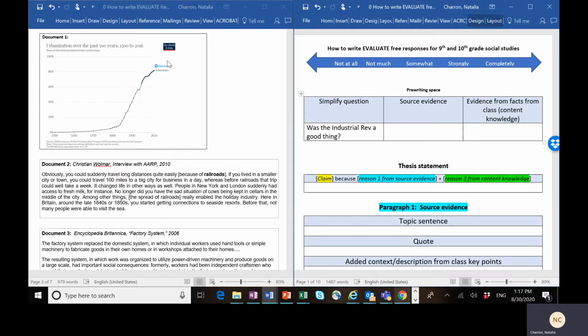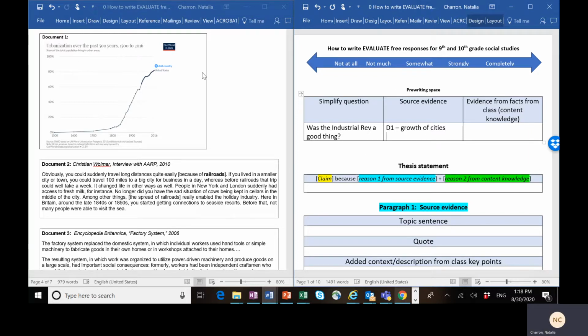Here I see a source that's a picture, and it's a picture of a graph, and it says urbanization going up over the past 500 years. So in my pre-writing space, I'd note that document 1 is about the growth of cities. If I didn't know what urbanization meant, this is not a document that I would choose to work with, right? But if I know that it's about the growth of cities and sorry, I have a cough, and I know about the connection between the Industrial Revolution and the growth of cities, then I would definitely choose this one, and I wouldn't have to read the other documents as a result.